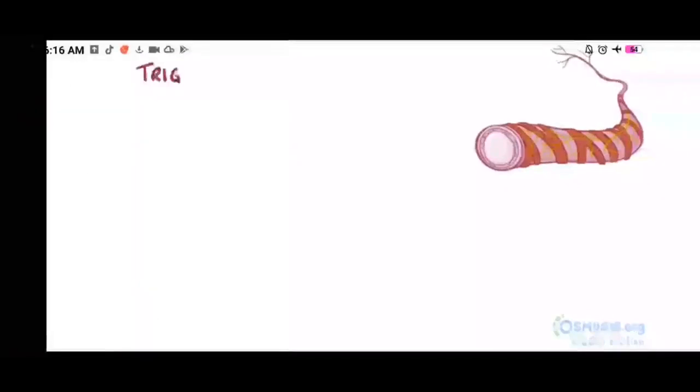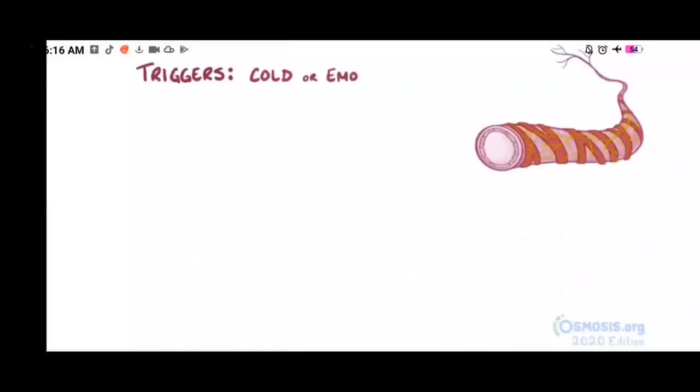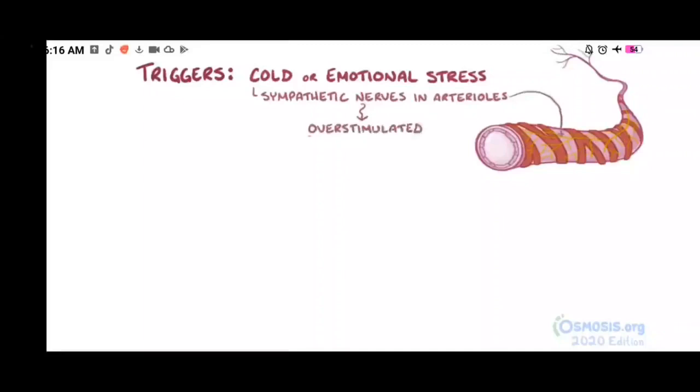In Raynaud's phenomena, triggers like cold weather or even emotional stress can cause the sympathetic nerves in the wall of arterioles to get overstimulated, and that makes the arterioles vasoconstrict. If the vasoconstriction happens briefly or intermittently, it can cause the vasospasm. When the arterioles vasoconstrict, it dramatically decreases the blood flow to the downstream tissues.